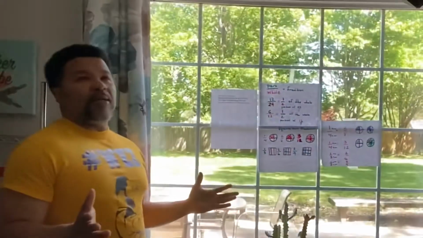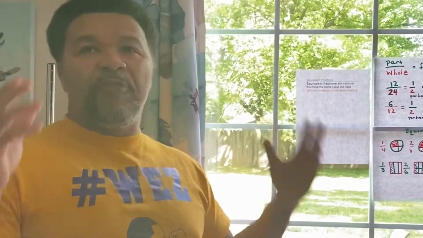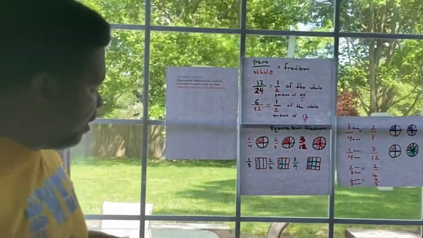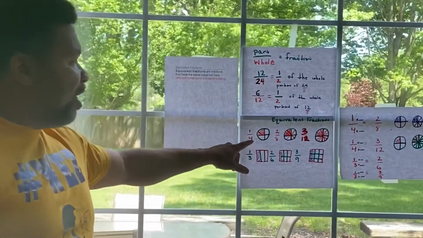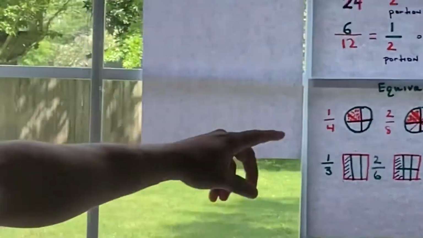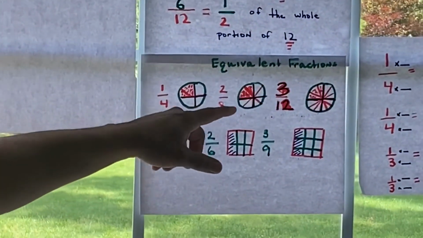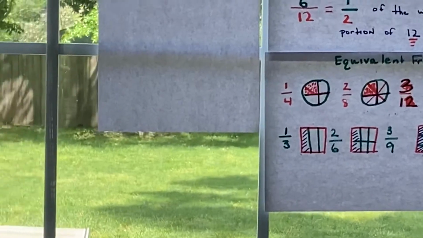All right, so that's equivalent fractions. But I'm not done yet, because there are other things you need to know about equivalent fractions, and I want you to be able to see equivalent fractions in different shapes and different ways of doing it. So just pay close attention. Let's see here. I have 3 different looking fractions. They have different numerators and different denominators, but they have the same value.